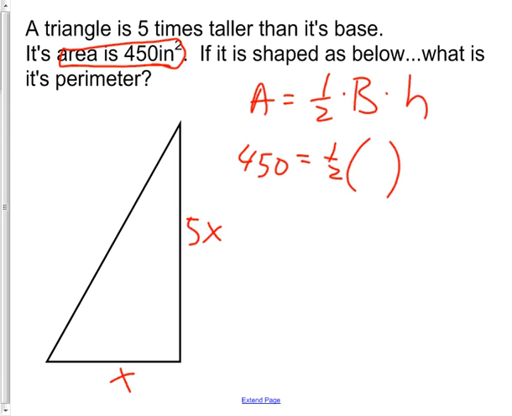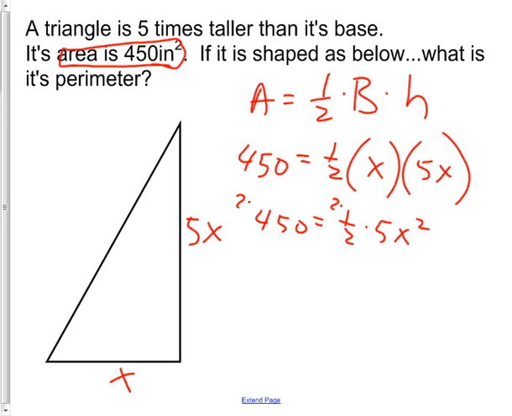The base is x, and the height is 5x. And now if I just multiply this all out, 450 equals 1/2 times 5x squared. And then I'd really love it if I didn't have that half in there. How can I get rid of a fraction? Clear the fraction. Do you remember that from the first week? Times everything by 2. Times this by 2, and times that by 2. And that'll make this go away, and that'll be 900 equals 5x squared. And now I can divide by 5. 900 divided by 5, I think, is 180.